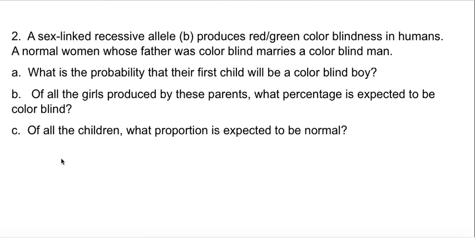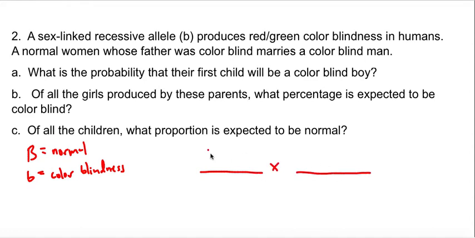So again, my strategy is really write down everything that I know. So we'll use a big B and little b here. Big B for, we'll say, normal, and then little b for color blindness, since it's a recessive trait. And let's look at our parents here. Again, we have to figure out, we've got mom, and then X and Y is dad. And so we have a normal woman whose father was colorblind marries a colorblind man. So let's start with the guy. He's colorblind, so he's a little b.